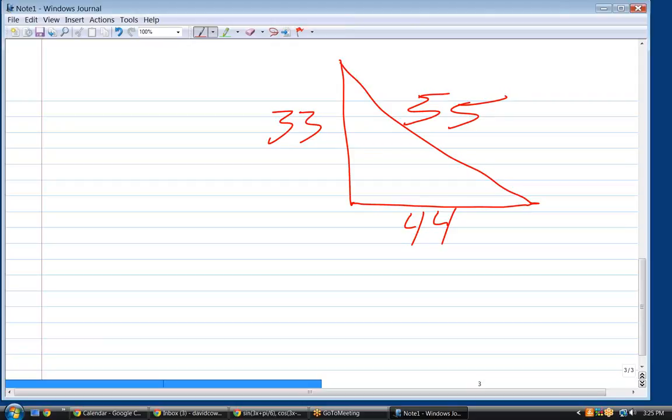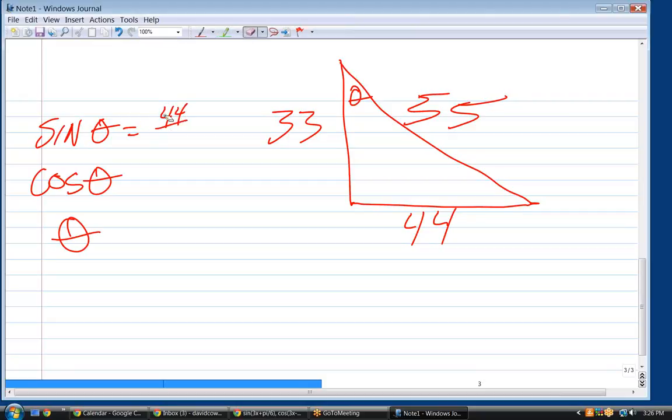So what do they want? The trig functions? Which one? The angle they want is adjacent to the 33 side. This one up here? Yeah. And it's sine theta, cosine theta, and the angle measure of theta. What's sine theta? 44 over 55 or 4 over 5. Cosine theta? 3 over 5.